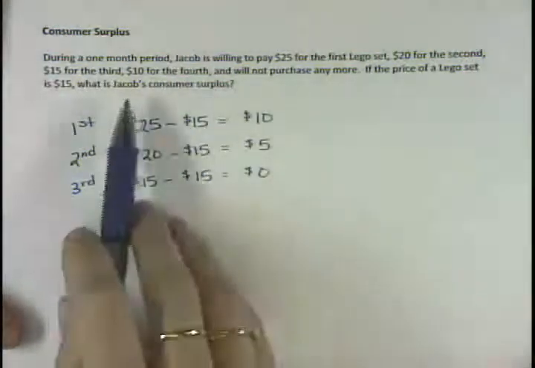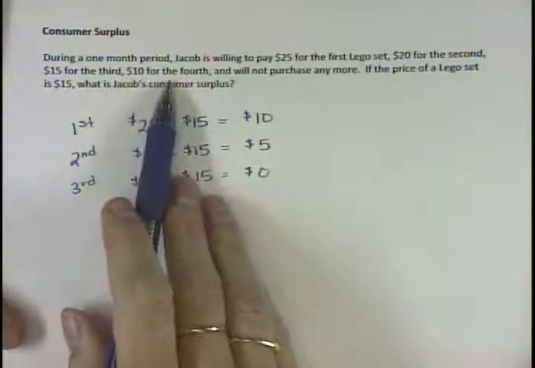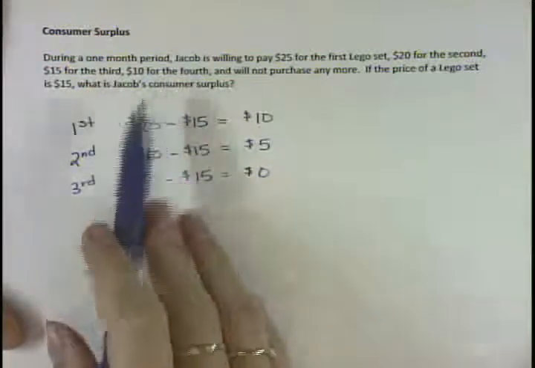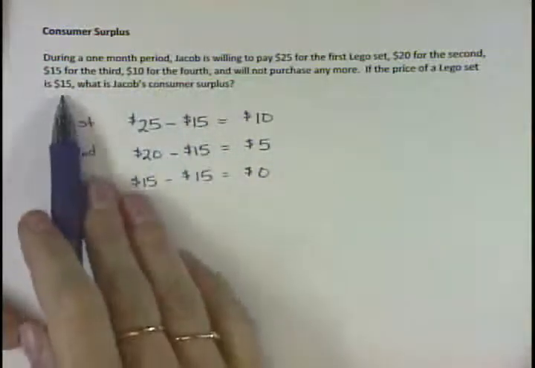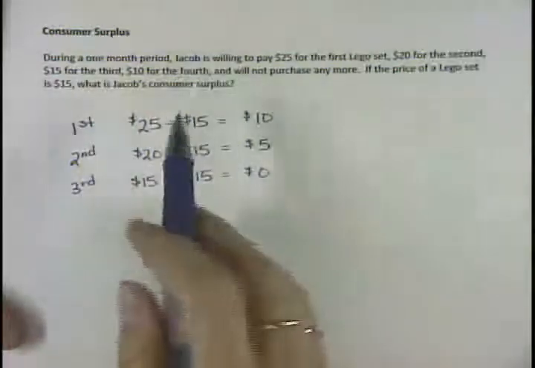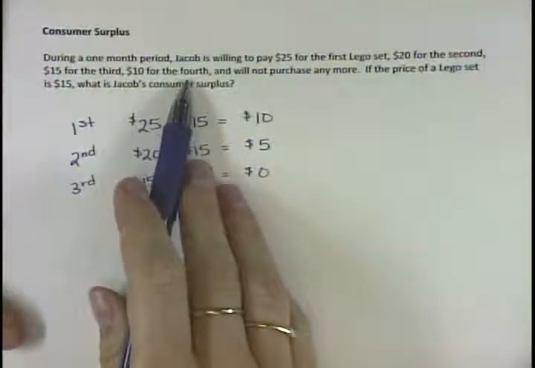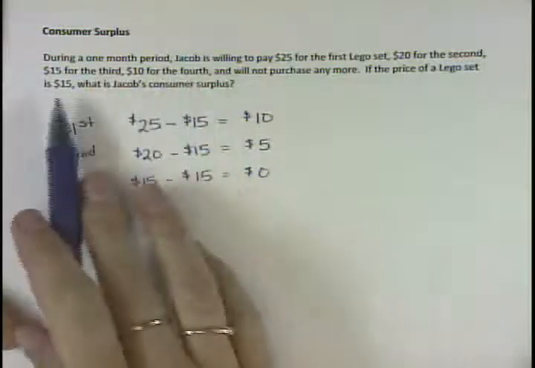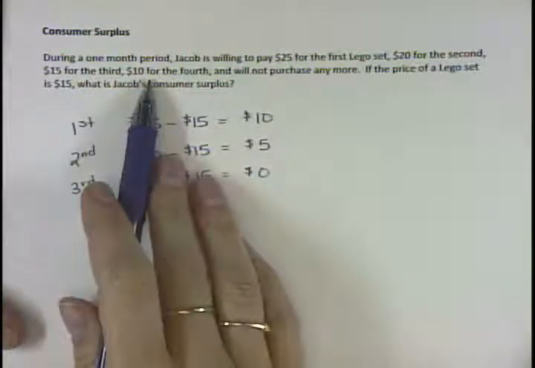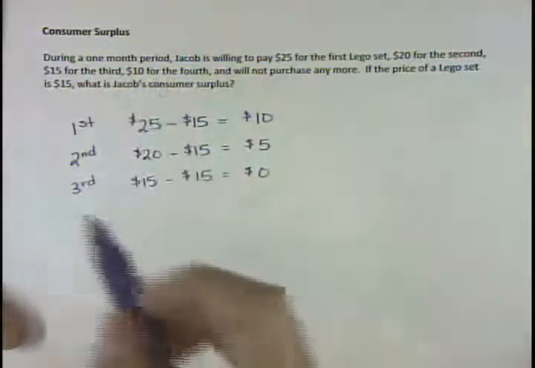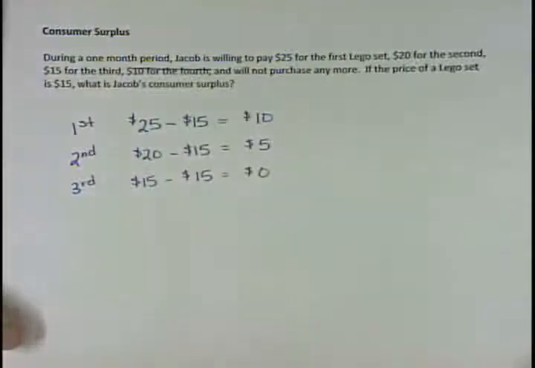Now, for the fourth Lego, he's willing to pay $10, but he'd have to pay $15. So it's not that he's going to get negative consumer surplus. He's just not going to buy that fourth Lego because it costs $15 and it's only worth $10 to him.